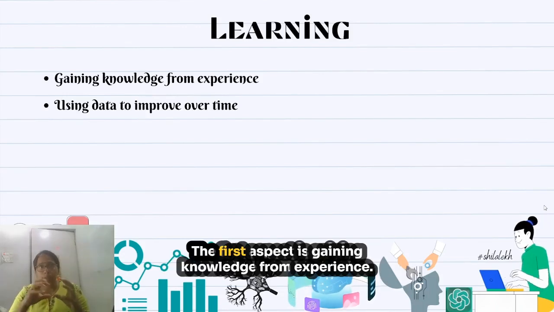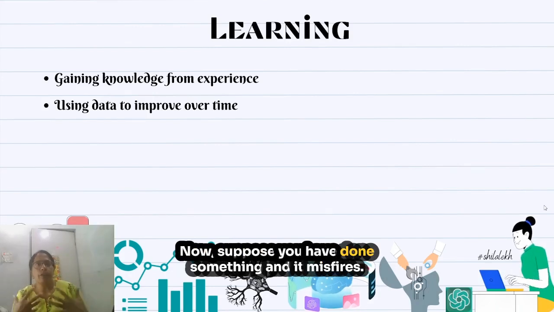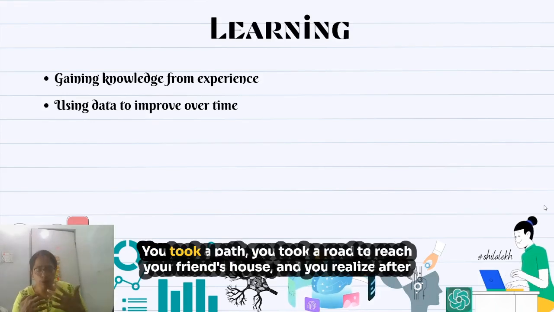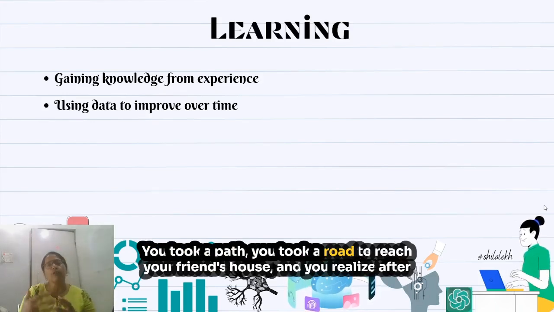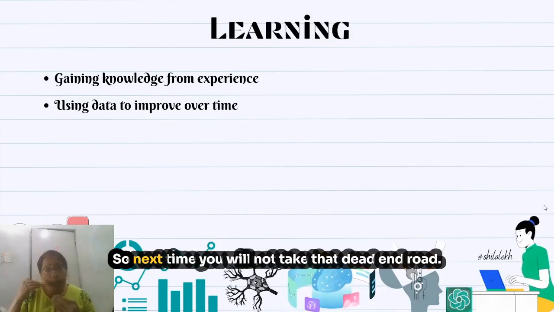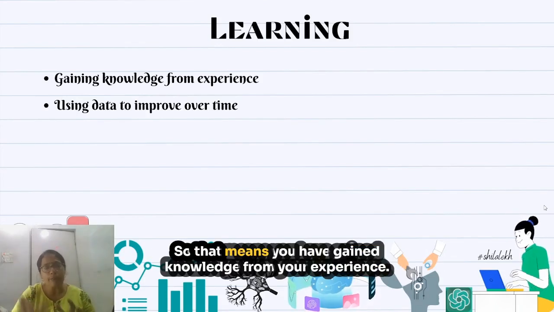The first aspect is gaining knowledge from experience. Now suppose you have done something and it misfires, so you learn from your mistake. You took a road to reach your friend's house, and you realize after some time that actually the road is a dead end and you have to take some other way. So next time you will not take that dead end road, you will take the second road, right? So that means you have gained knowledge from your experience.